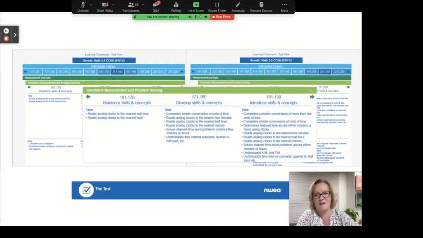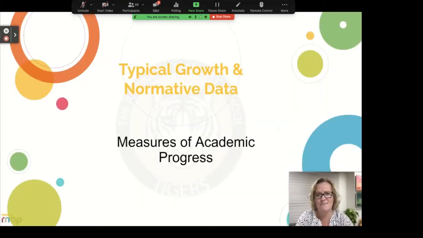What we focus on is reinforcing skills, developing skills, and introducing skills. So the data, if you will, is a roadmap. It tells us what they're ready for next, and that is what is important.